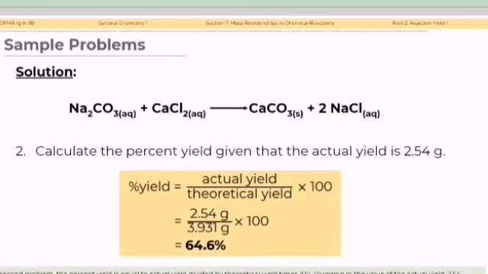For the second problem, the percent yield is equal to the actual yield divided by the theoretical yield times 100. Plugging in the given value of the actual yield, 2.54 grams, and the theoretical yield, 3.931 grams, which we got from the previous equation, we get a percent yield of 64.6%.